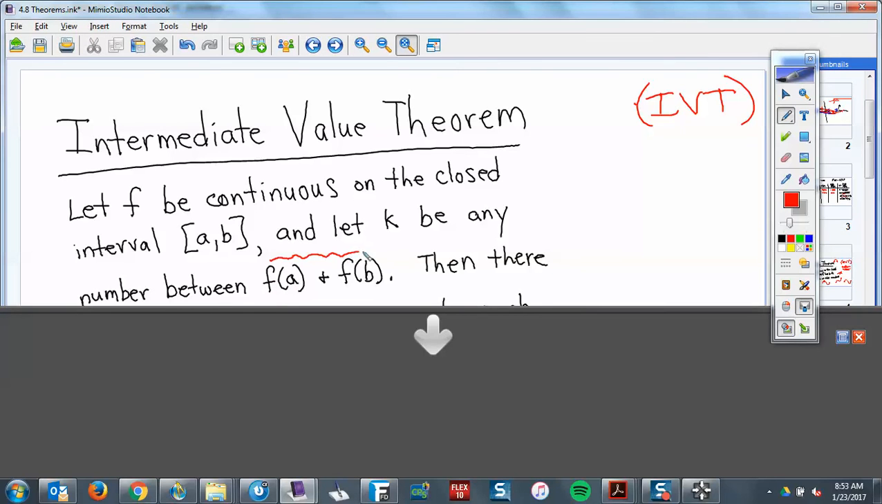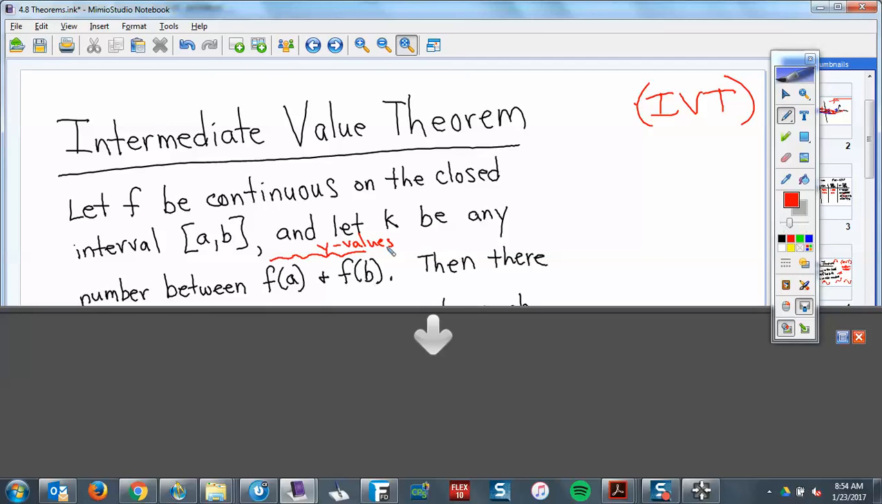Now, you might make a little note to yourself that f of a and f of b are endpoints, right? Remember, because we're talking about the closed interval [a, b]. So a is the left edge, b is the right edge. So f of a is the y value at the left edge, and f of b is the y value at the right edge. A lot of times people mix this up a little bit. So k is going to be a y value, some number between the y values at the endpoints.